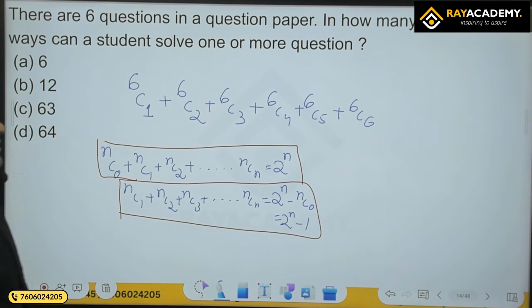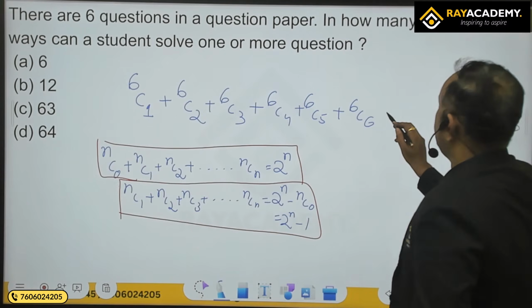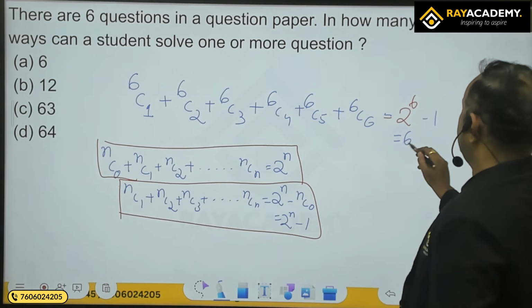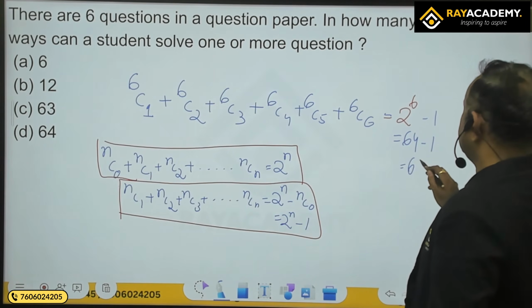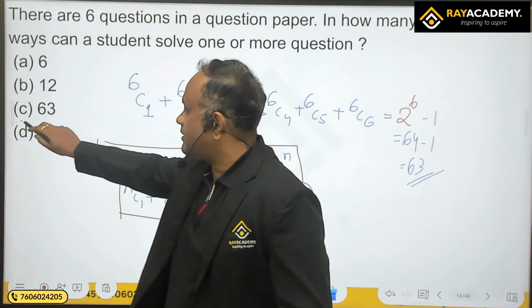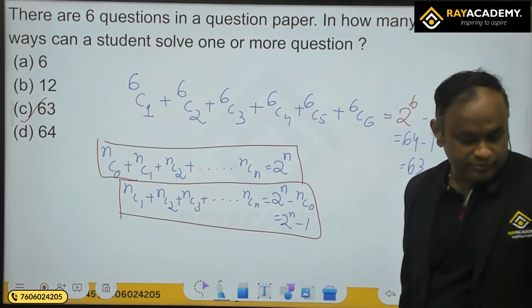So for this calculation, what should be your answer? 2 to the power n minus 1. 2 to the power 6 minus 1. 2 to the 6 क्या है? 64 minus 1 is 63. 63 different ways you can choose different questions. One or he can attend one or more questions.